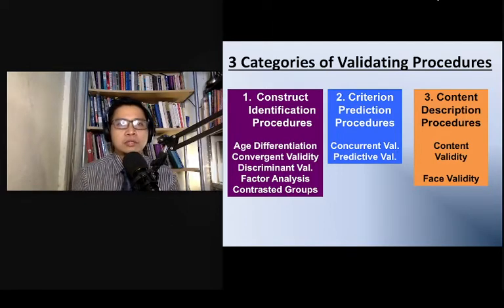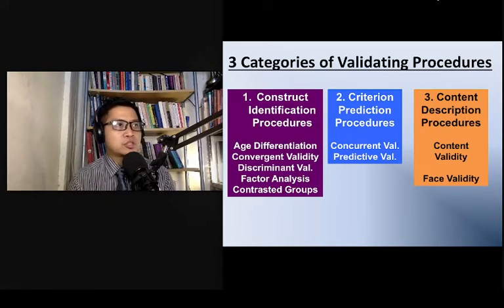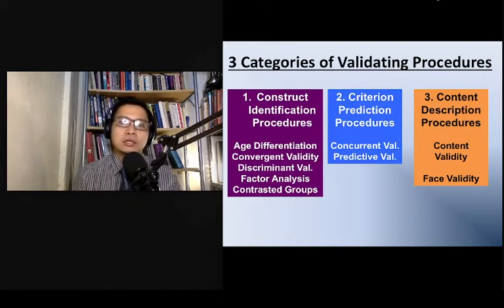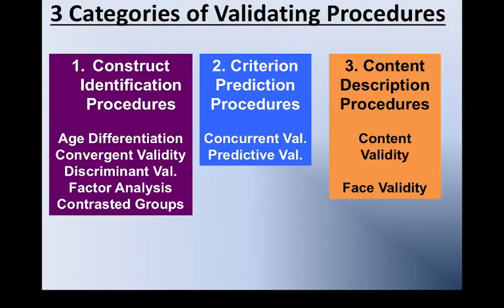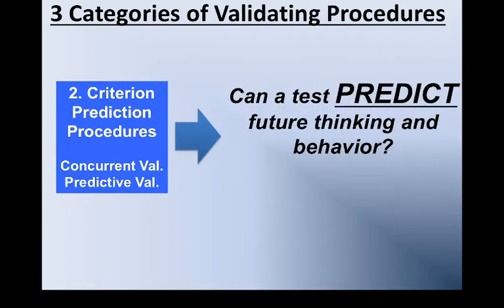The ability of the test to predict future thinking and behavior is also validity. The ability of the test to make people take the test seriously is also an expression of validity. Yung pag-uusapan natin ngayon is the second category of validity procedures, the criterion prediction procedures. Specifically, ang pag-uusapan natin, paano mag-establish ng test validity gamit ang concurrent at ang predictive validity.